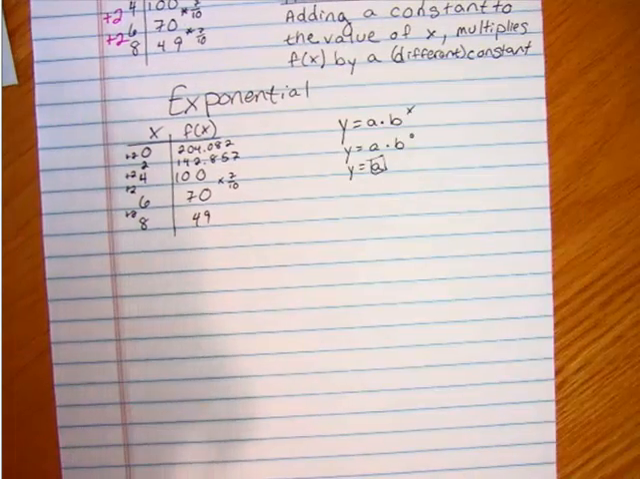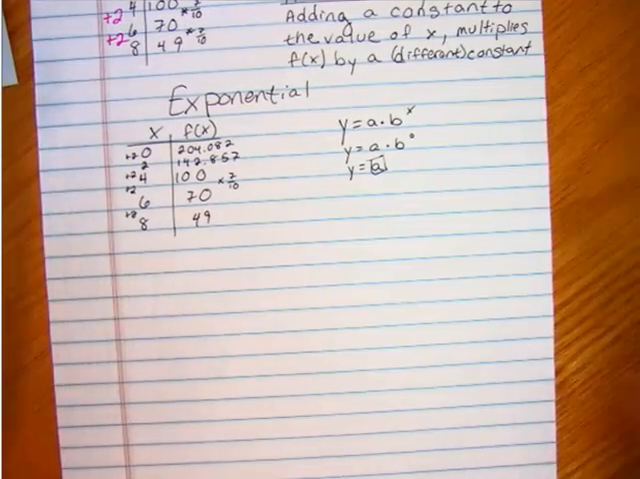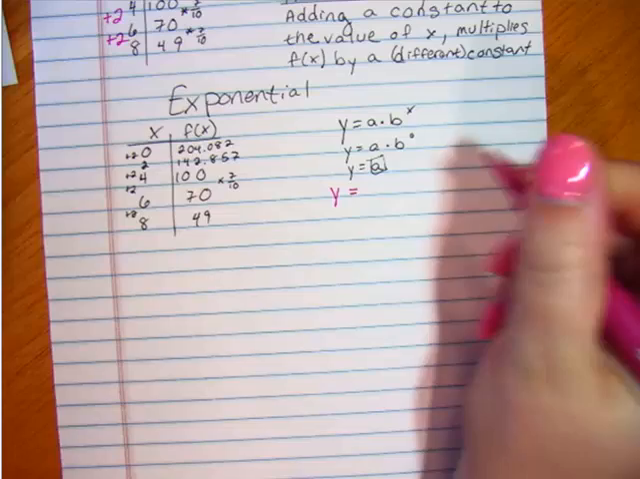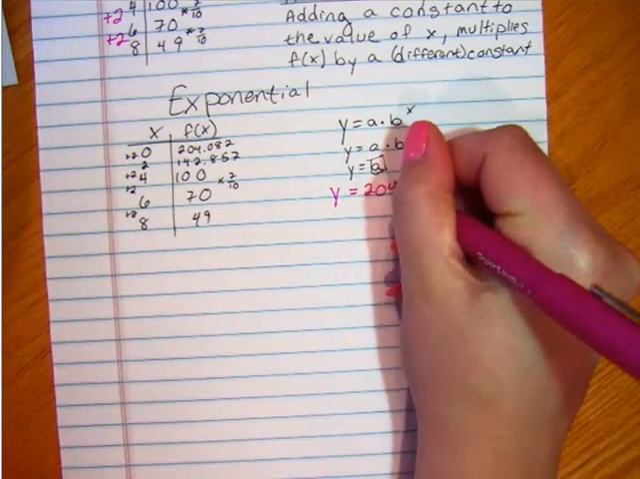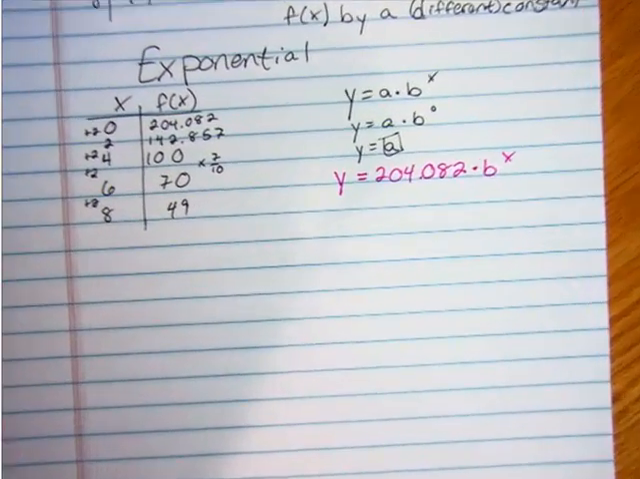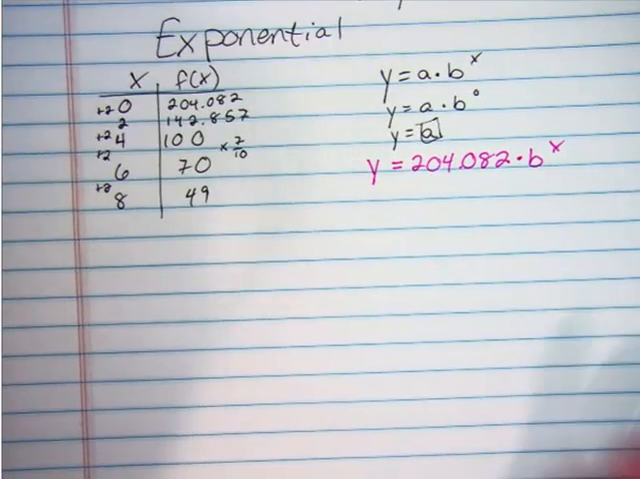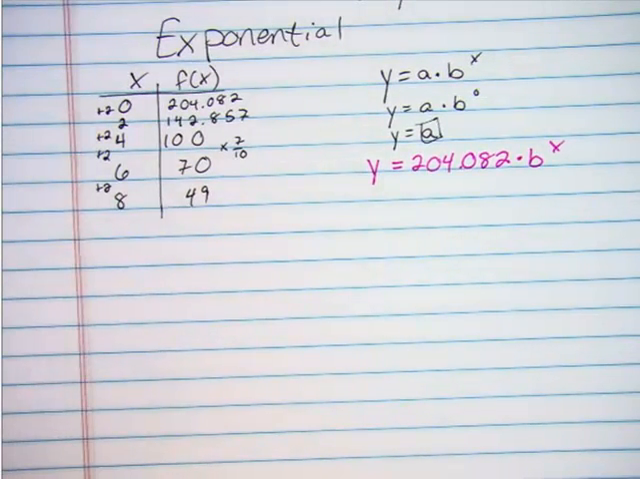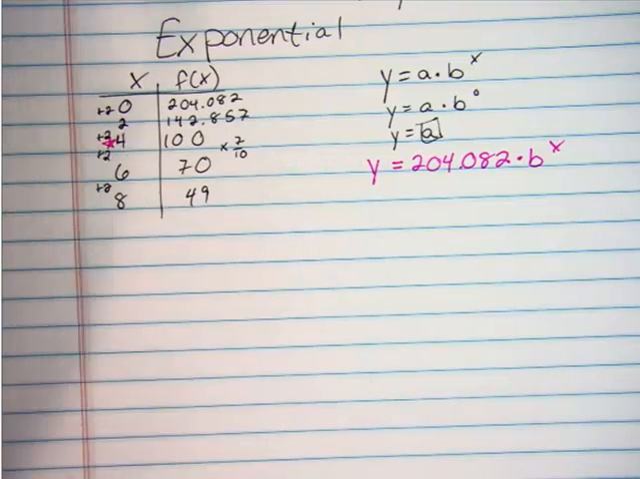Okay, so now what I'm going to do is I'm going to write my equation with that in there. So y equals 204.082 times b to the x. So now I have to come up with what my b value is, and then I'll have my equation. In order to figure out b, I need to plug in a coordinate point. You pick the point you wish to plug in. It doesn't matter. My recommendation is pick a value that makes sense, makes it easy. I can't use the 0,204 because I already did that to find my a. So I'd probably be looking at either the 4,100 or the 6,70, whichever one you feel more comfortable with.